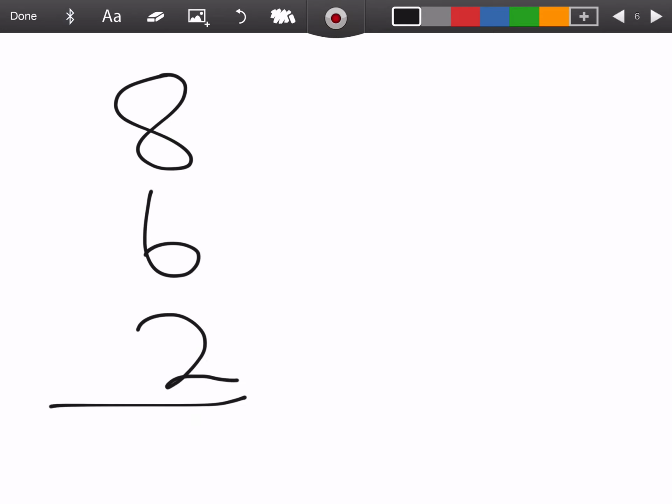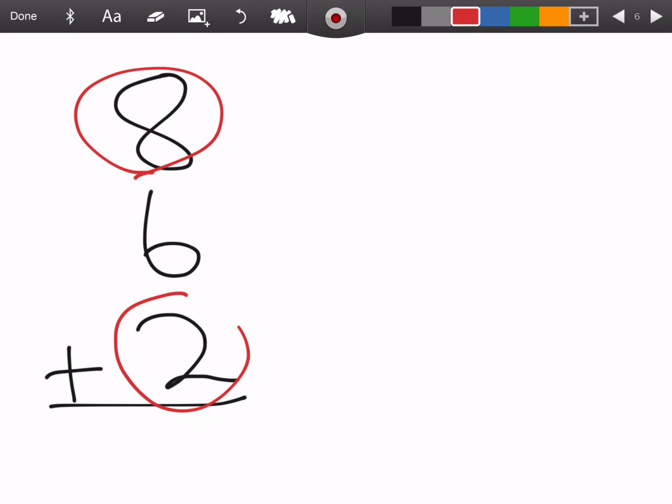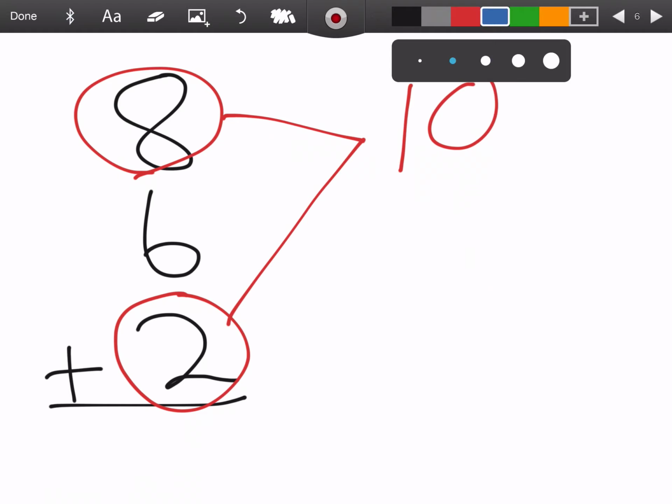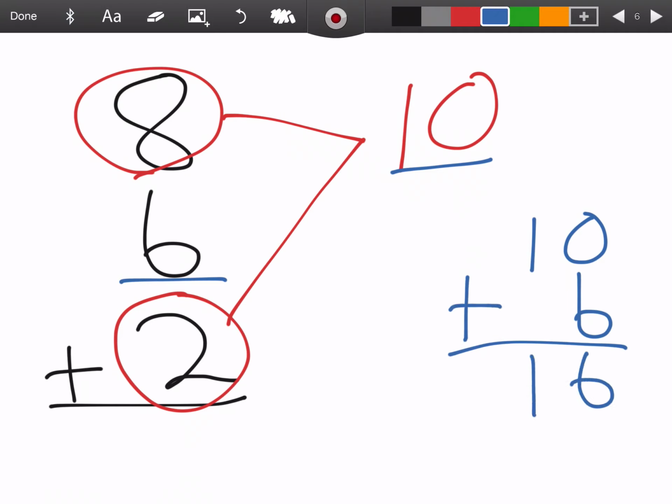Not very difficult. We can make harder problems. Let's do one hard one right off the cuff here. 8, 6, 2. Now, you might see the 8 and the 2 and know a 10 fact. And then you can take your 10 plus your 6, write it out if you need to. 10 plus 6 gives us 16.